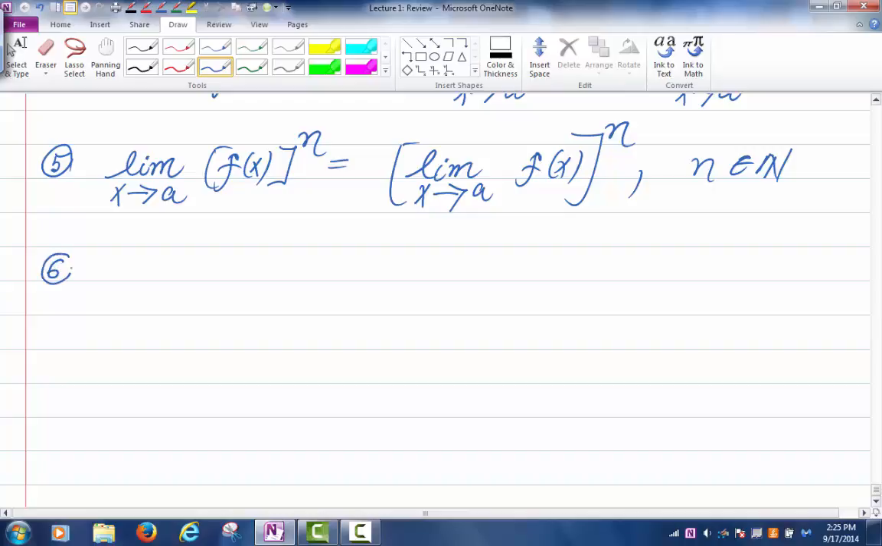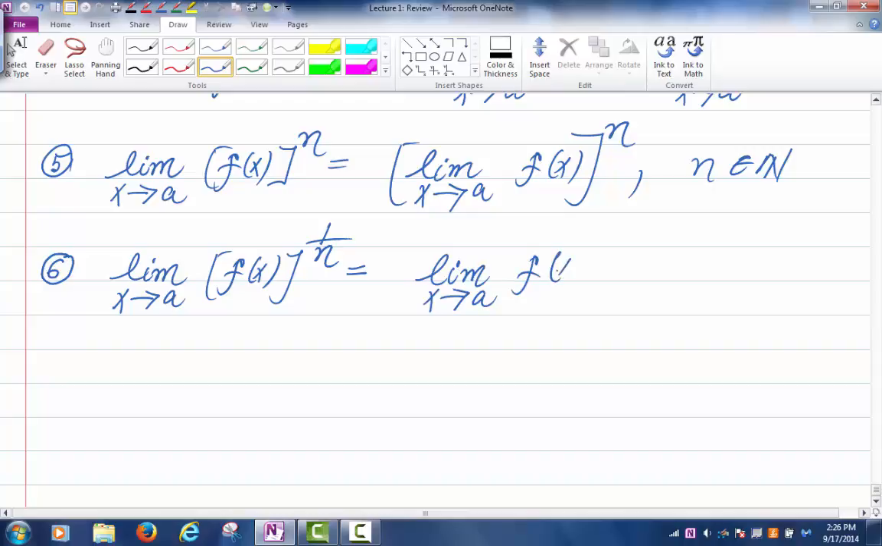One more. How about taking roots of functions? If I am taking the limit as x goes to a of f of x to the exponent 1 over n, so this is the root of this, then what would be the limit? The limit would be, you take the limit of the base function, and you take the nth root of that. Again, n is assumed to be a positive integer. Okay.